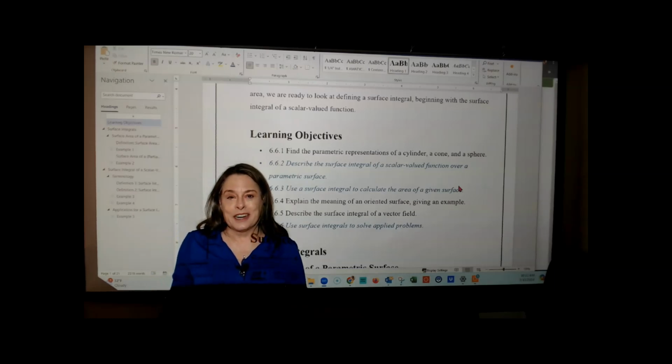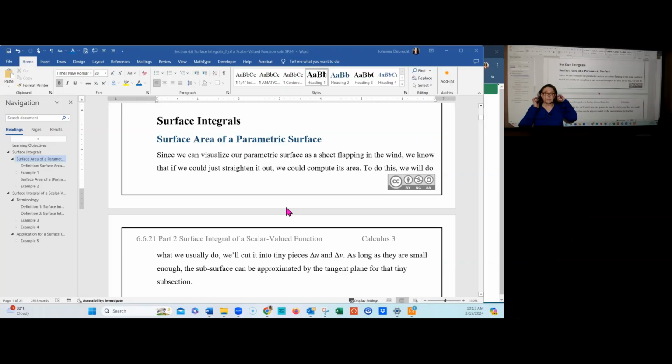Allow me to share my screen so we can get started. We're going to start by discussing what we mean by surface area of a parametric surface. Now, when we're talking about a parametric surface, we could have something like, say, a hyperbolic paraboloid. It's not a solid, it's not a 3-dimensional thing. It's really, in a sense, a 2-dimensional thing that exists in 3-dimensional space. So it has length and width, but no height or depth to it. So at any particular point, it's sort of 2-dimensional.